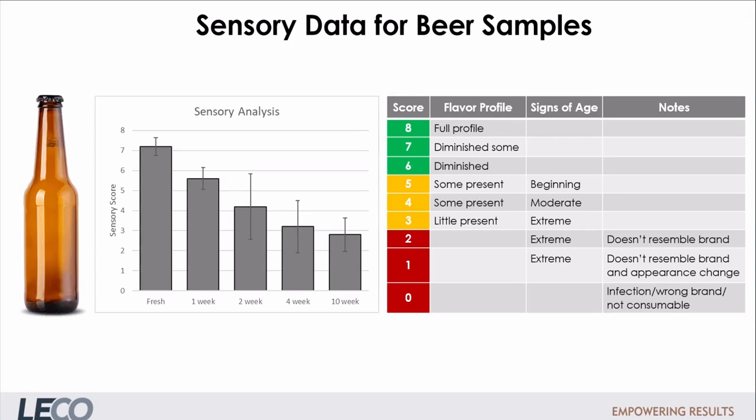Each beer was scored from 0 to 8 by a trained panel. A higher score indicated that the beer had more of the expected flavor profile and no signs of aging, and a lower score indicated a loss of the flavor profile with increased signs of aging. We can see that the sensory score decreased pretty dramatically over the 10-week period, from above 7 to under 3.